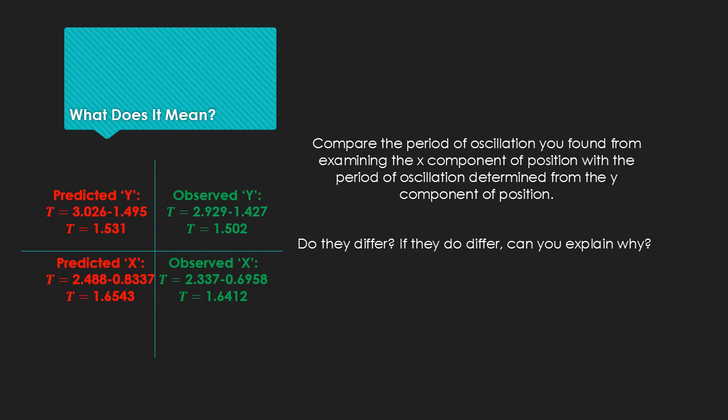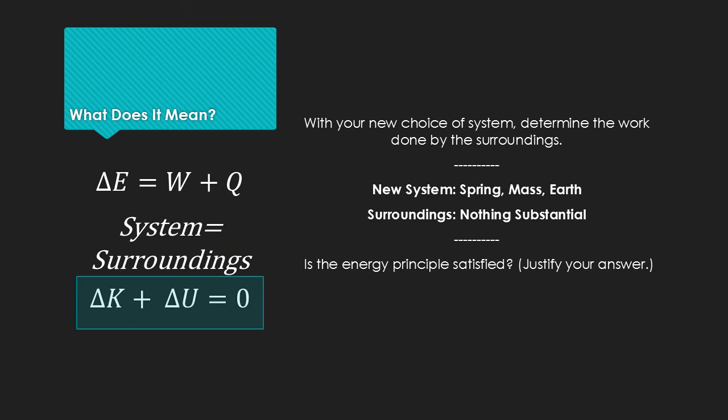For the first "what does it mean" question, the periods for the y and x values do differ, because they are independent from one another. The system acting as a pendulum means the system having a greater x displacement than y, which accounts for the x position values having a greater period than the y values.